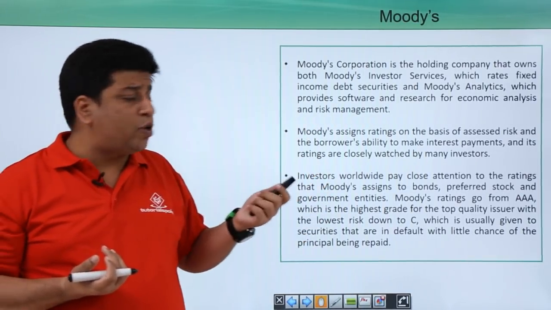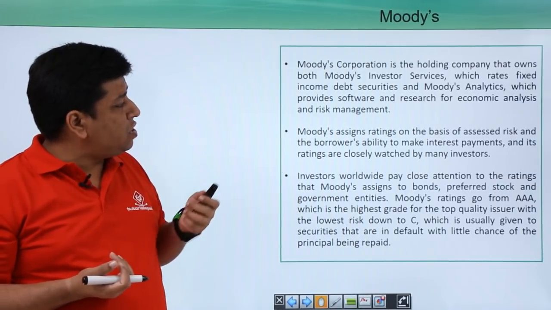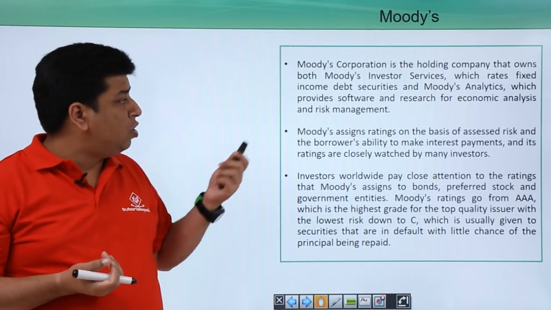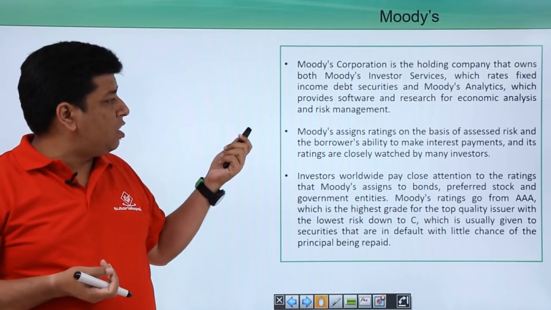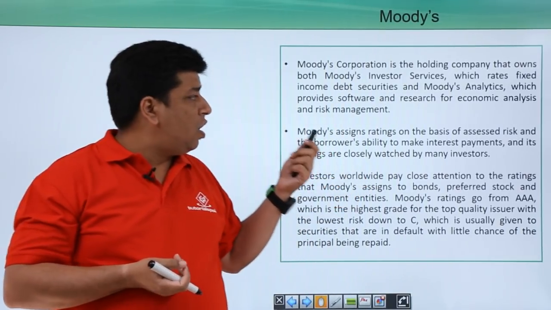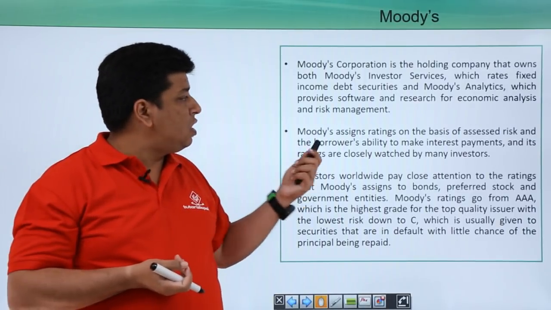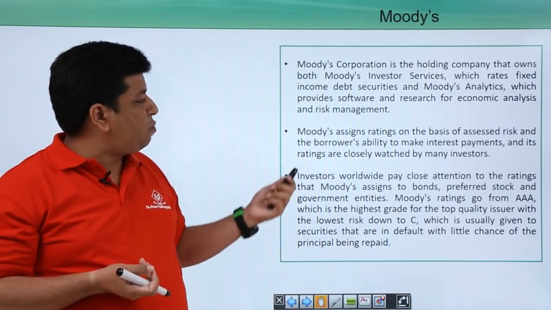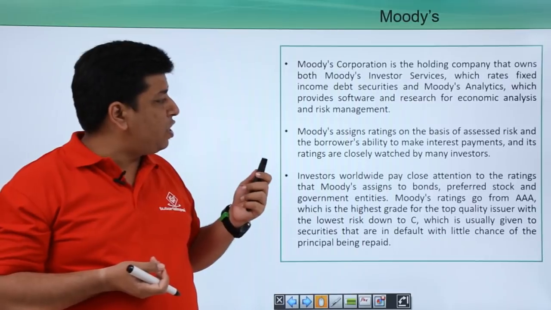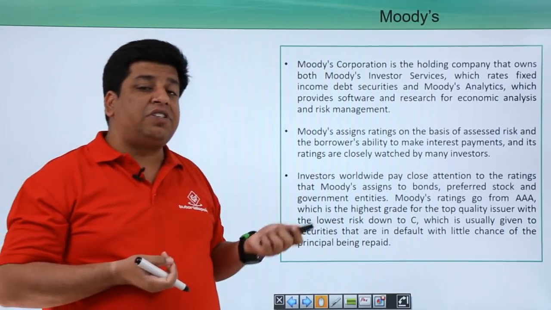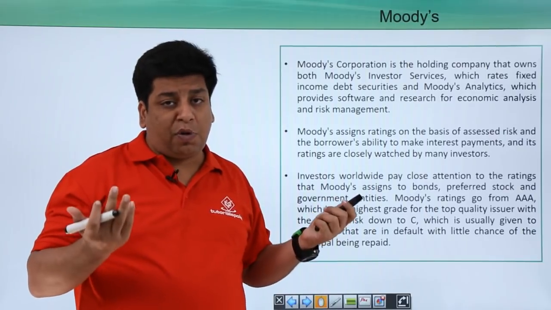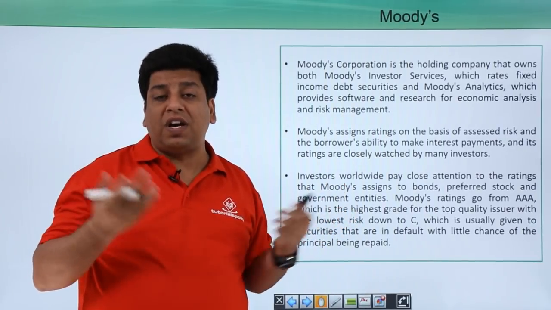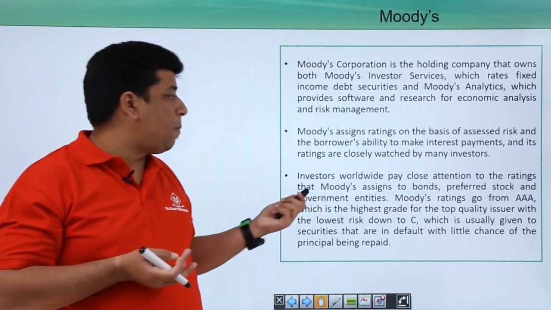So let's talk more about Moody's. Moody's Corporation is the holding company that owns both Moody's Investor Services, which rates fixed income debt securities, for example debentures and bonds, and Moody's Analytics, which provides software and research for economic analysis and risk management, which is a broader function of a credit rating agency.